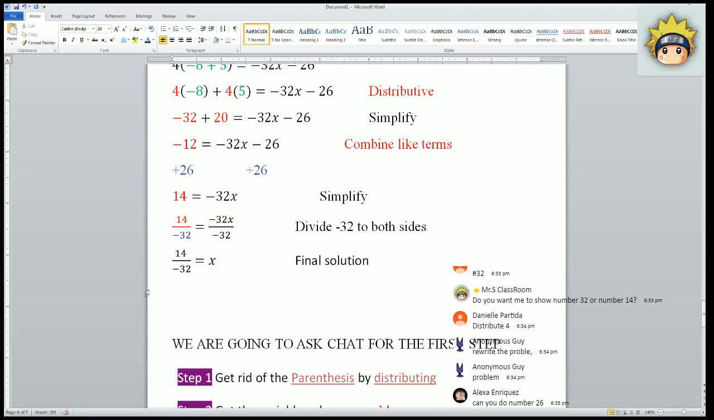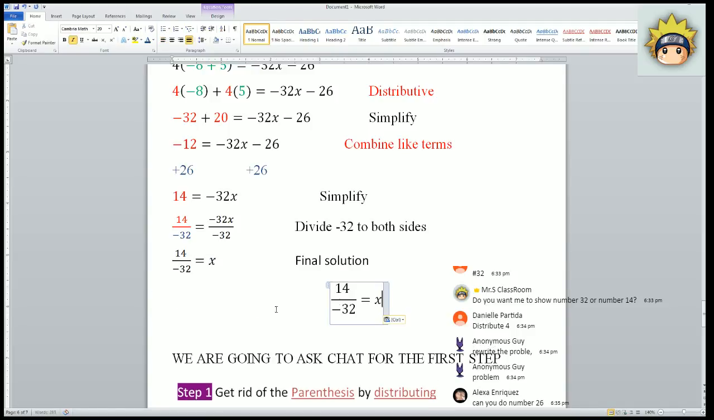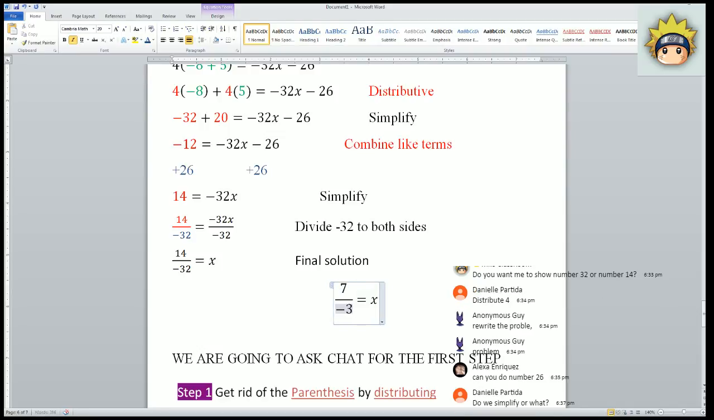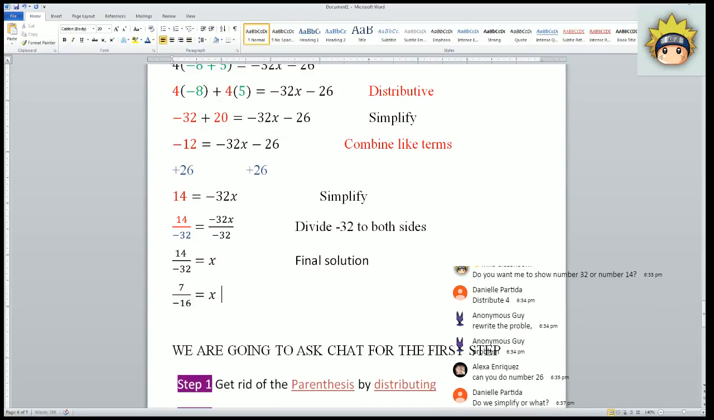Or you can reduce it, right? You can reduce it if you want. I think this becomes 7 and this becomes 16. Do we simplify or what? Yeah, you can simplify to get a neater solution, okay?